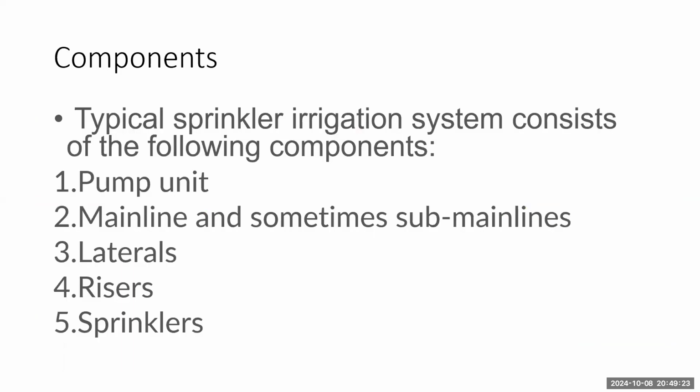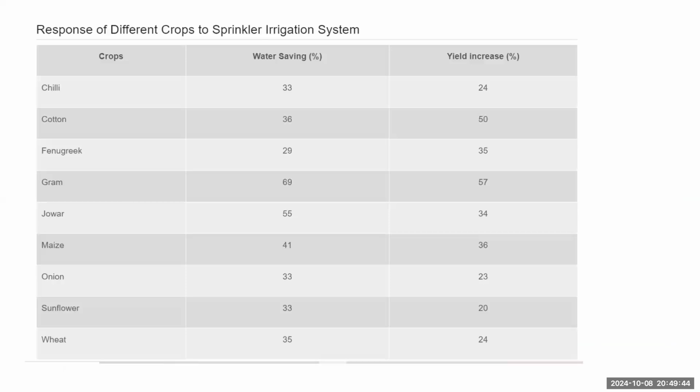Okay, so this is the list of components: pumping unit, main line, and sometimes sub-main lines. If the area is big, in that case there is a main line, and there are sub-main lines, and then there are the lateral lines. To the laterals, risers are attached, and at the top end of the riser, a sprinkler is attached. Now, why go for a sprinkler irrigation system rather than the conventional systems we have discussed?